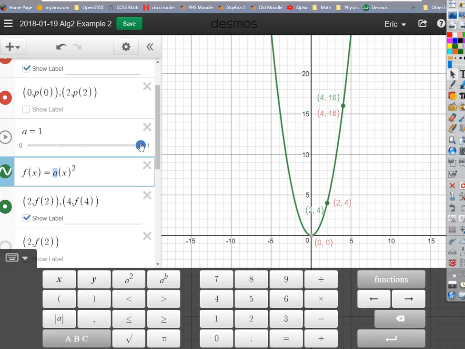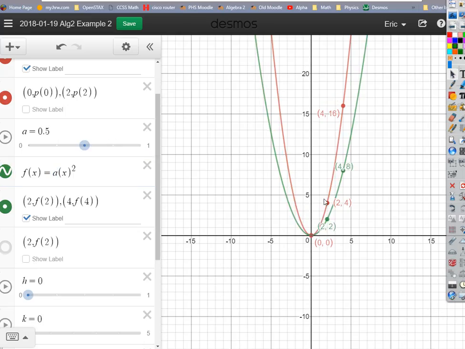So let's tweak the value of A. What if I make it 1/2? Well, what just happened? If A is 1/2, I just multiplied all the y values by 1/2, and 16 turned into 8, right? Notice those points are lined up vertically. They have the same x values, but the y values both got cut in half. So if I multiply by 1/4 as a decimal, that's just 0.25, right?